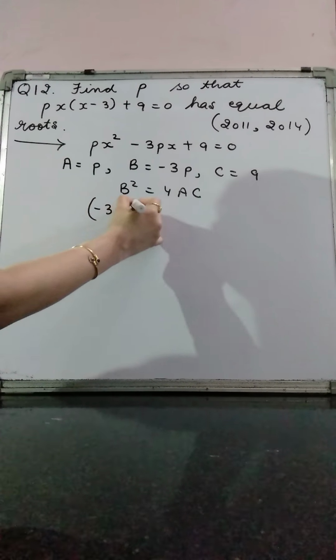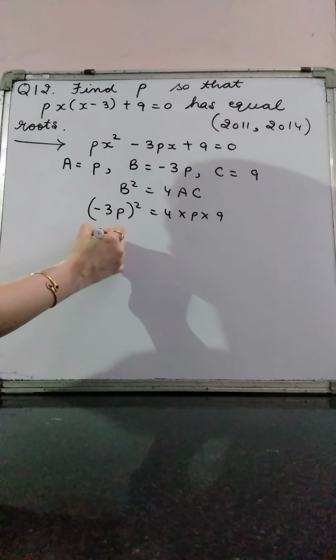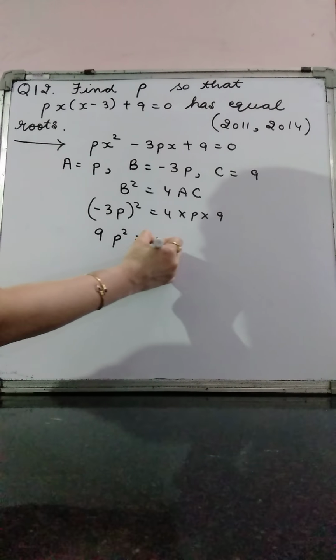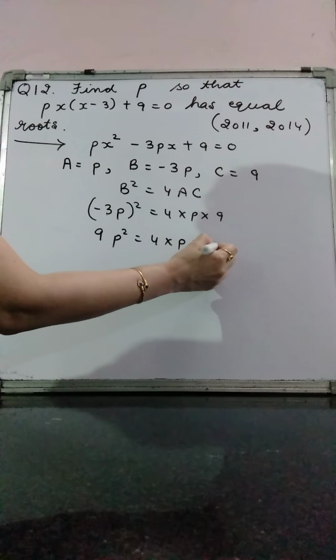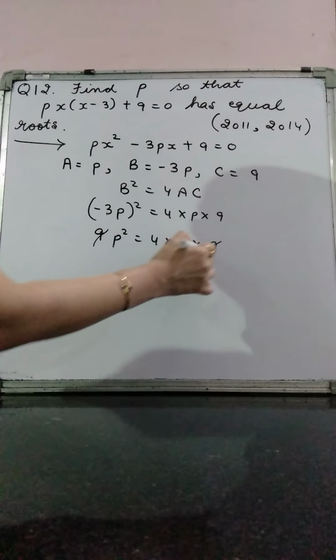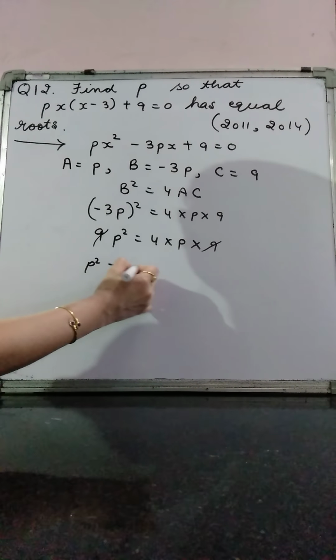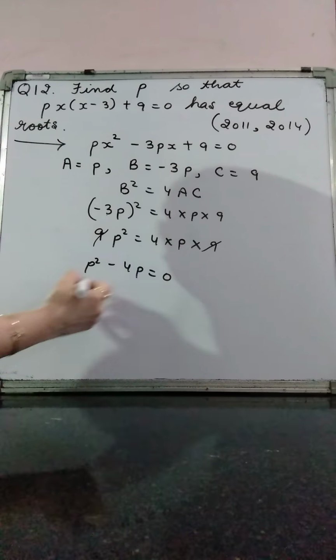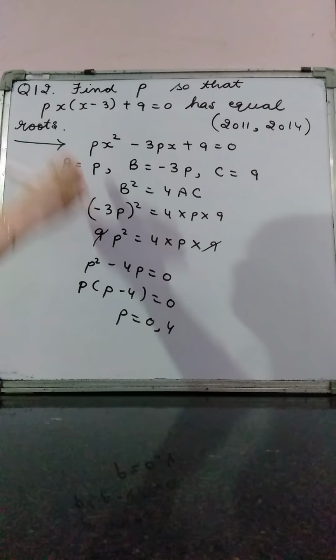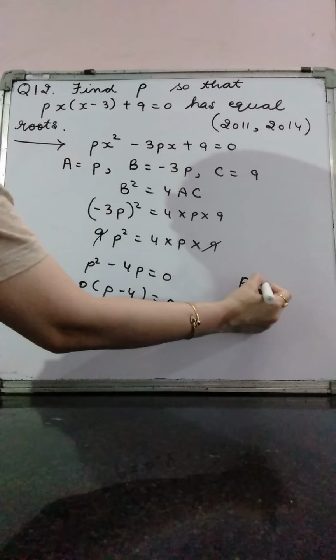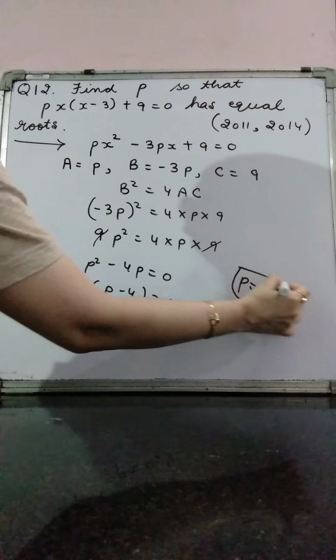Substitute values. The value of minus 3p square will be 9p square, and 4 into p into 9. Cancel out 9 and 9. Collect all terms on one side. Take p common. So the two values are 0 and 4. Neglect 0. So the answer is 4.